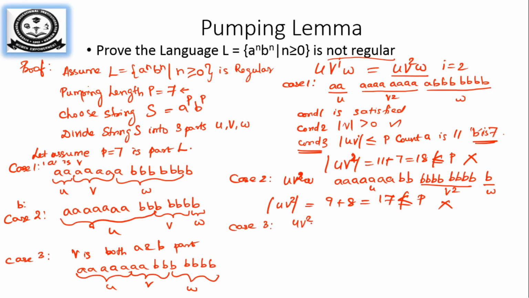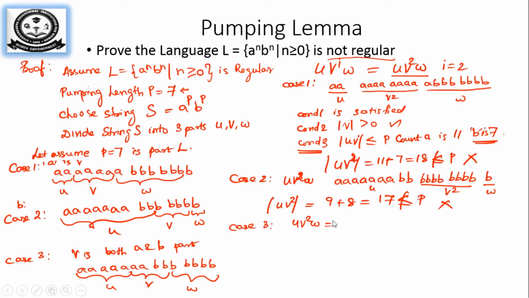So UV squared W, which is UV has to be done. U is five A's, and V is AA double B. So AA double B and AA double B, then I have five B's.